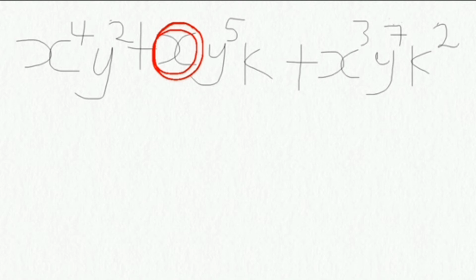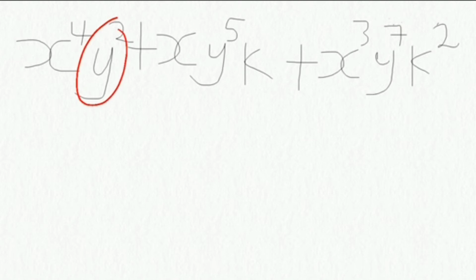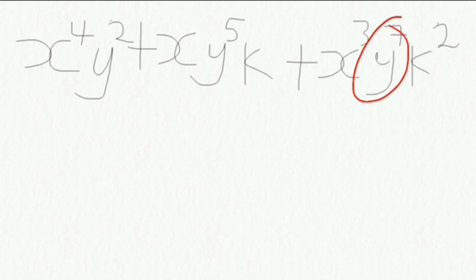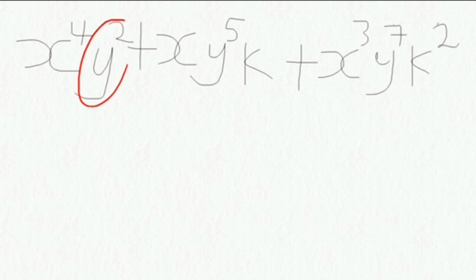And let us move to variable y. Is variable y common to all the 3 terms? We have y here, we have y here, and then y here. But y is appearing with different powers: y squared, y to the power 5, and y to the power 7. Which one is the lowest? We have to take y squared.